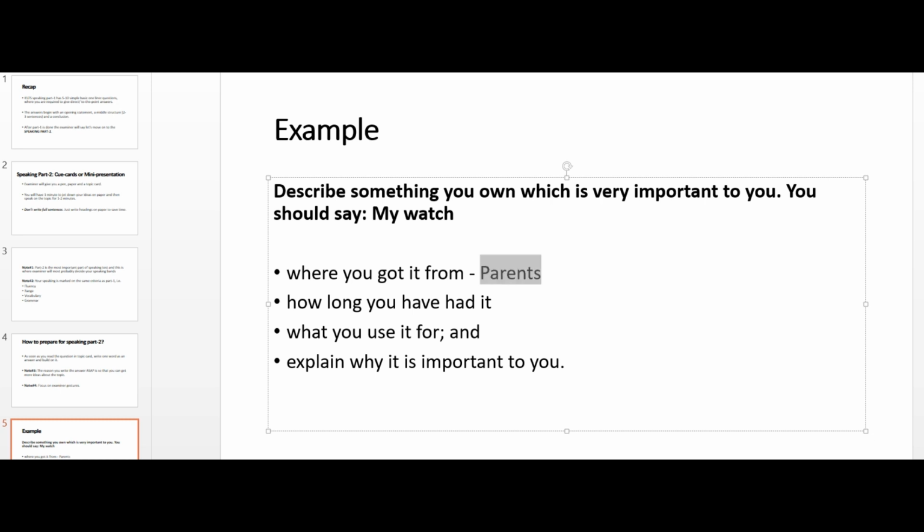How long have you had it? 2 years. And birthday, I got it on my birthday. Okay. What do you use it for? Casual wear. Okay, casual wear. And what else? I can also use it while I swim. Okay, explain why it is important to you. It is important because of sentimental value or memory.